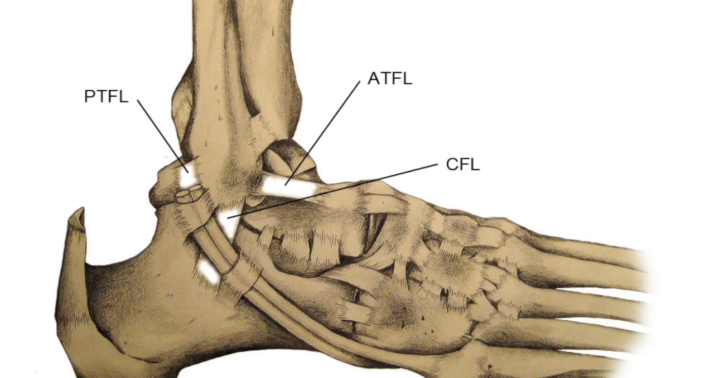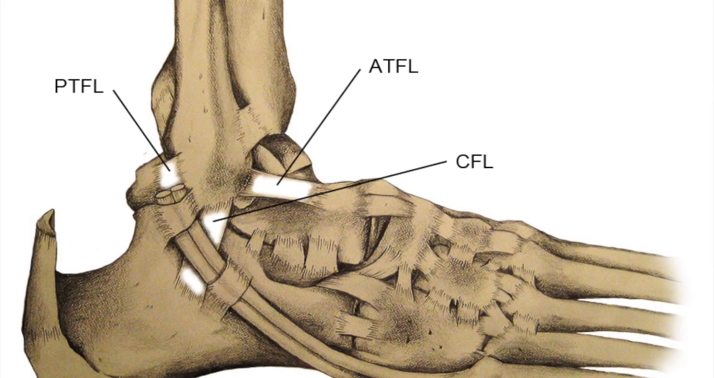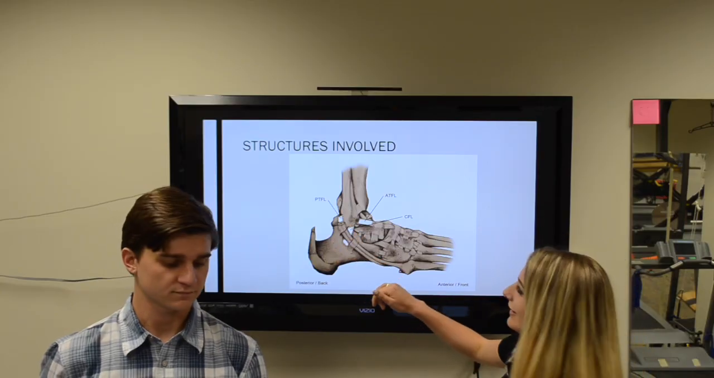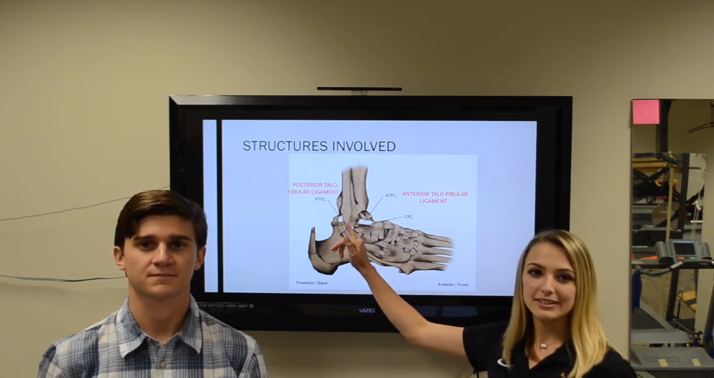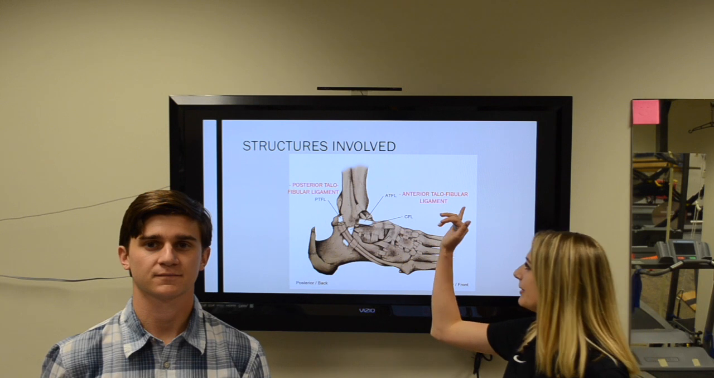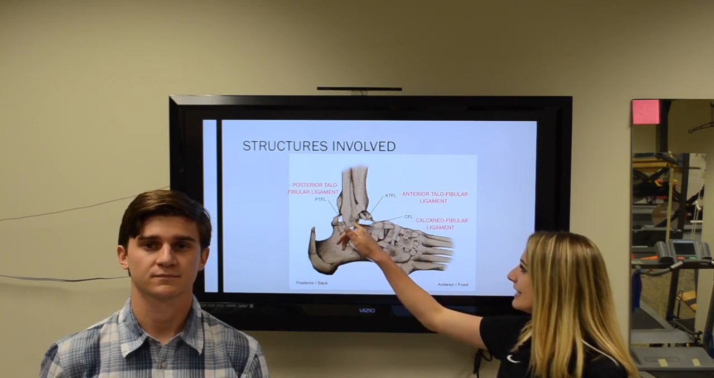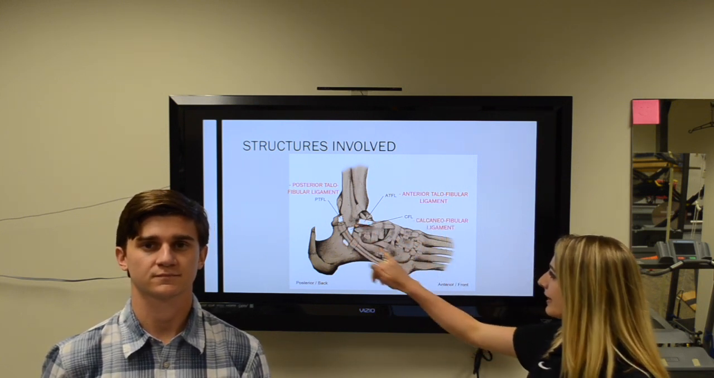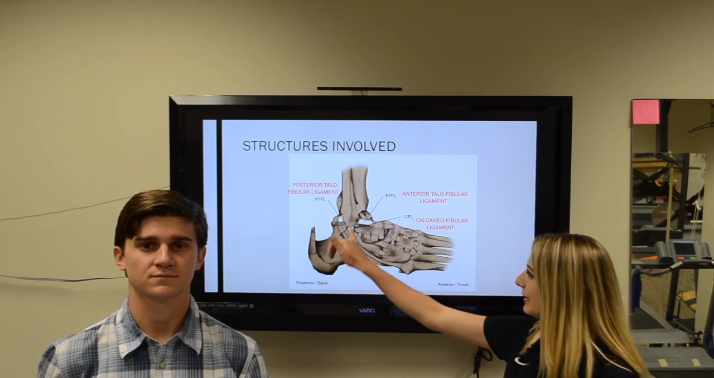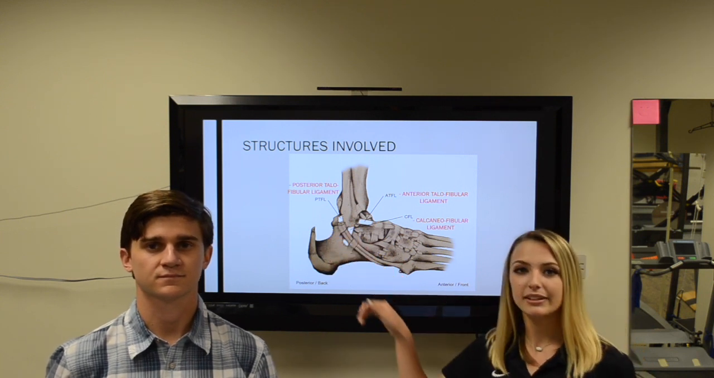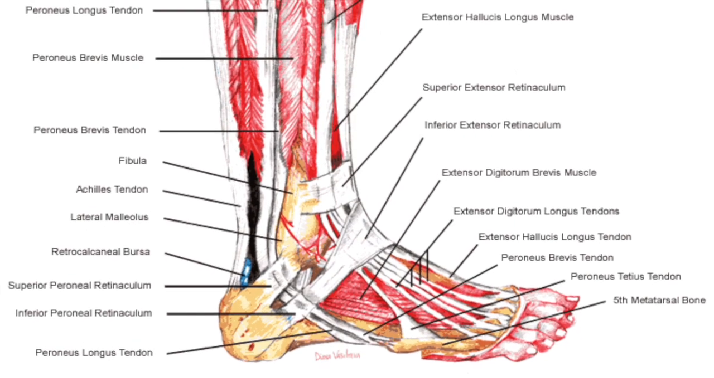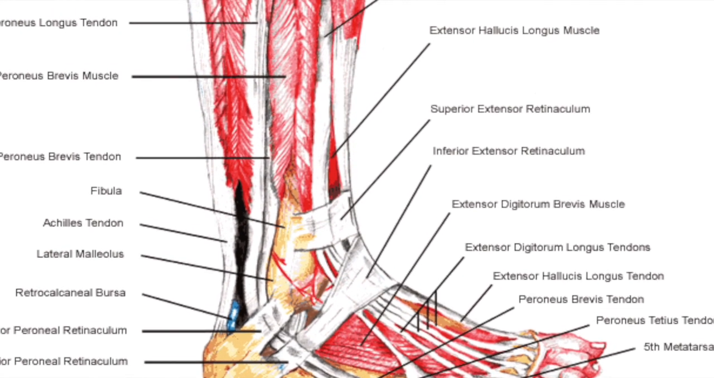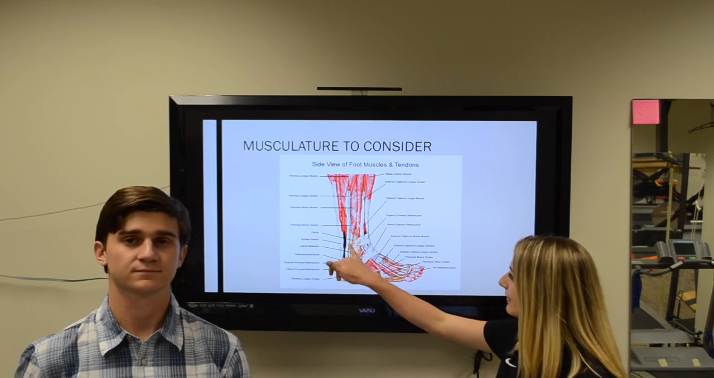The structures involved. So we have our PTFL, which is our posterior talofibular ligament going from the talus to the fibula, anterior talofibular ligament going from the talus to the fibula, and calcaneofibular ligament vertically oblique from our calcaneus to our fibula. We also have to consider the musculature on the lateral region of the ankle. Two main muscles we want to look at are peroneus brevis and longus.